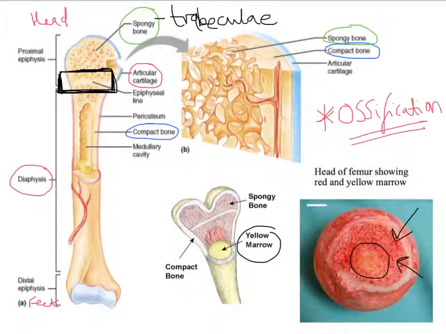In fact, when we try to age mummies, for example, that are found in regions like Egypt, by looking at the level of ossification, you can determine what age the mummies are. Because the older a person is, the greater the level of ossification, the more of that cartilage at that epiphyseal plate has been turned into bone.